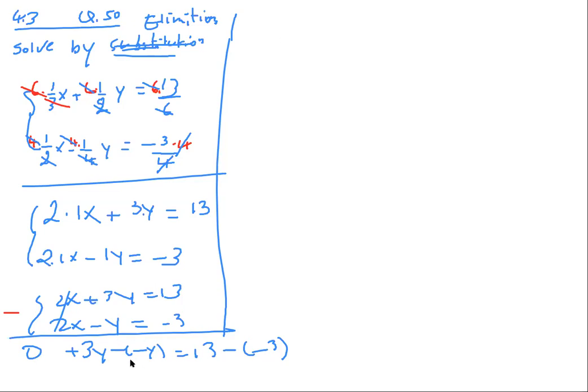So let's solve this. It's going to be 3y, and here we have minus and minus, which turns into positive y. 13, and here this turns into what? Positive, that's right, positive 3. 3y plus y would be 4y, because it's a 1, right? Y is 1y. And then 13 plus 3 will be 26.